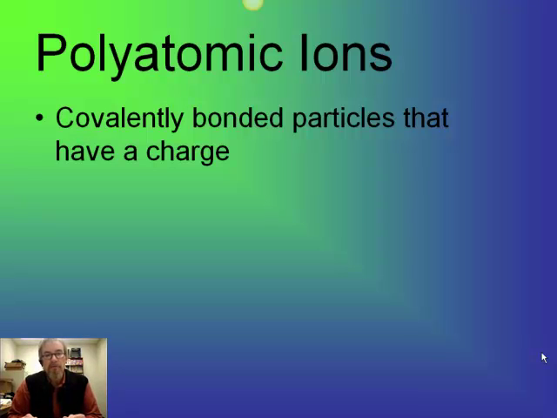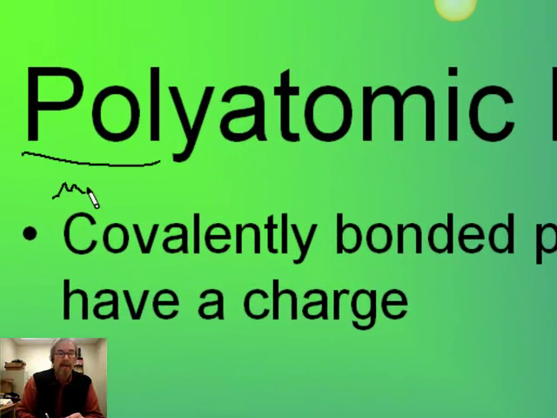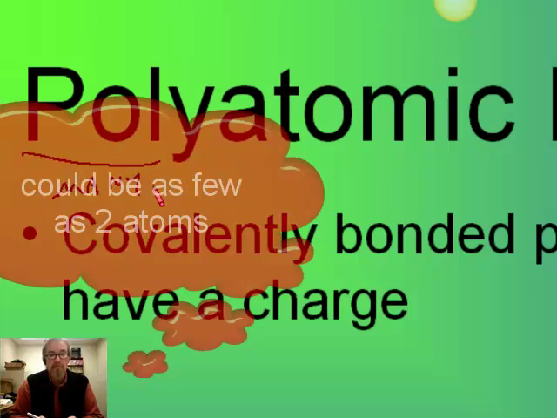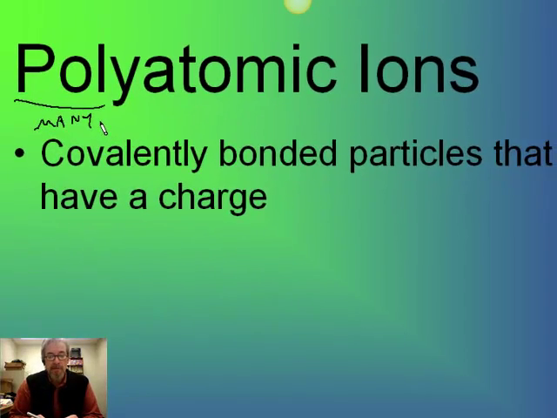Sometimes a group of atoms can covalently bond together to form something that's like a molecule, but it's not neutral. It has a charge. These things are called polyatomic ions. The word part poly just means many, and so these are really many-atomed ions. So they're covalently bonded particles that have a charge.